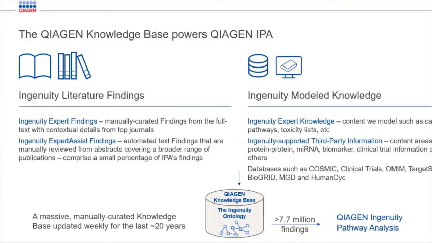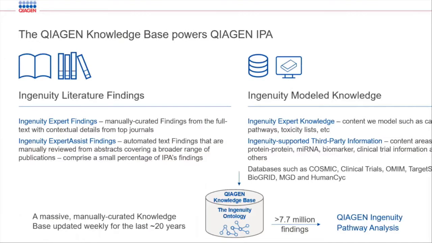What I first wanted to do again was introduce everybody to some of the main underlying resources that power the functionalities within IPA. Those come in two main flavors, the primary one being the QIAGEN Knowledge Base. For those of you who are users of IPA, this is probably familiar, but for those of you who are relatively new to the software, hopefully it will inform you on what this resource is.